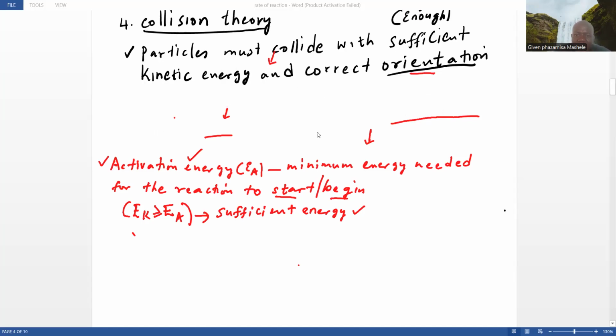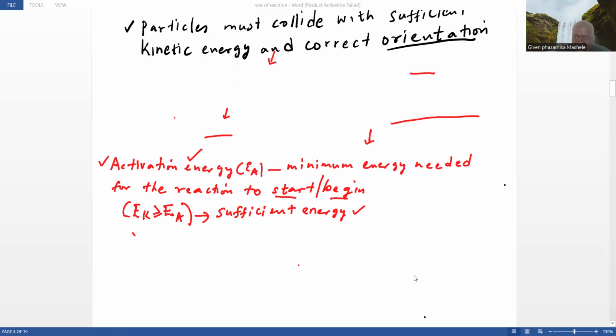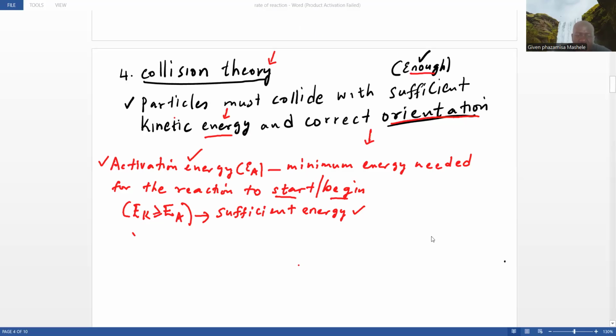So what does this mean? It means that for the chemical reaction to occur, particles have to collide with sufficient kinetic energy, and I explained what we mean by sufficient energy. All right. Now let me talk about this incorporating what is called the Maxwell distribution curve.